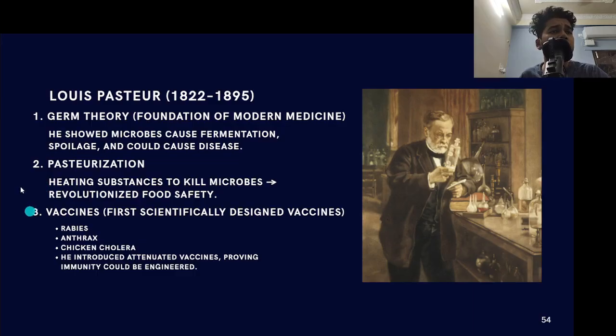And he came up with one of the earliest scientifically developed vaccines, which included vaccines for rabies, anthrax, and chicken cholera. He introduced attenuated vaccines, proving immunity could be engineered.